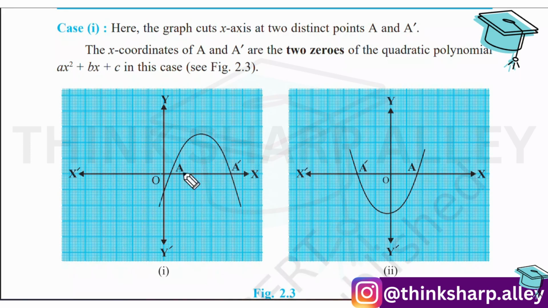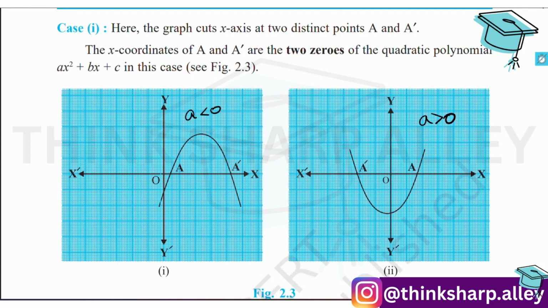First case is when the graph is cutting the x-axis at two different points, two distinct points, A and A dash. So here the x-coordinates, that is the x-intercepts we are getting, are the two zeros of the quadratic polynomial ax squared plus bx plus c, right? And since it is downward facing, do you remember? That means the sign of a is negative. And since it is upward facing, sign of a is positive, right?